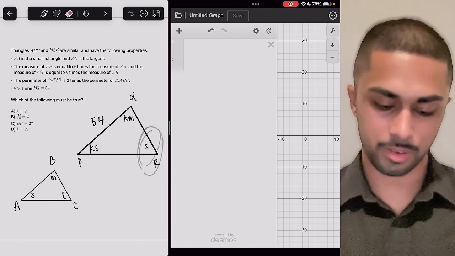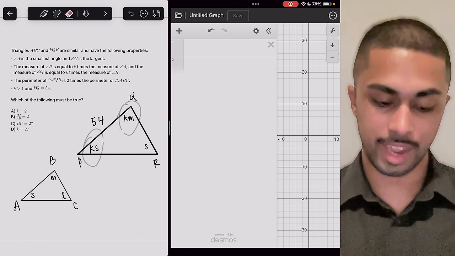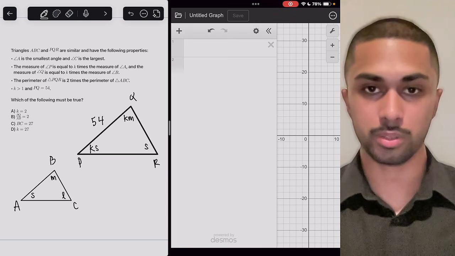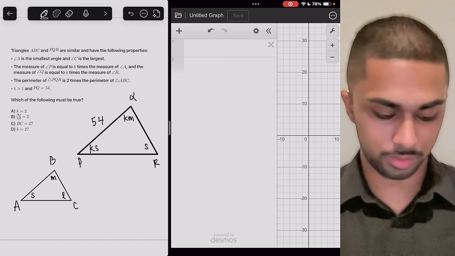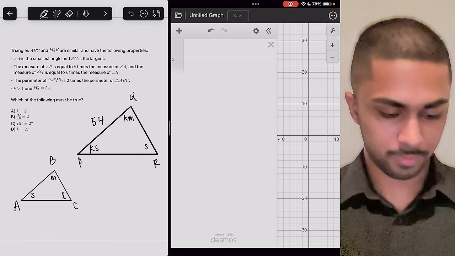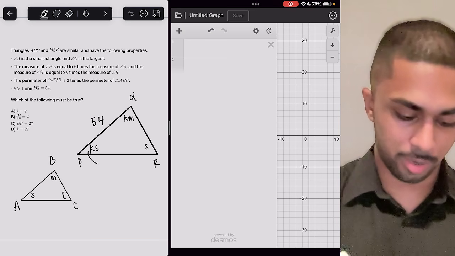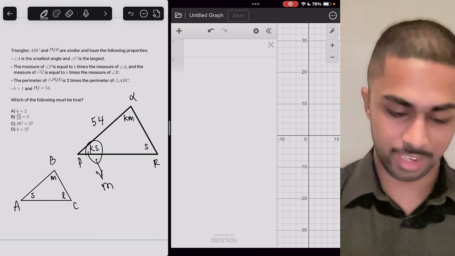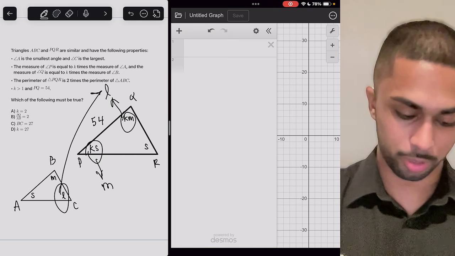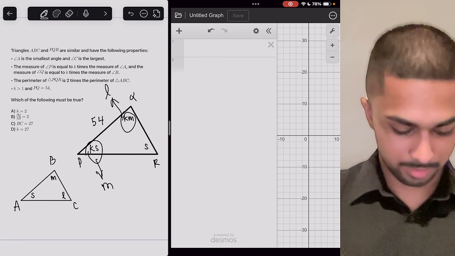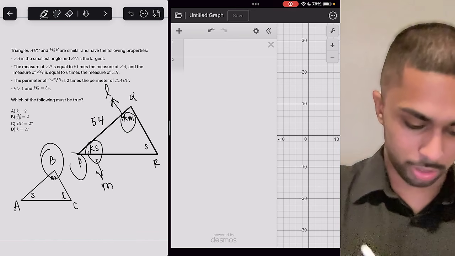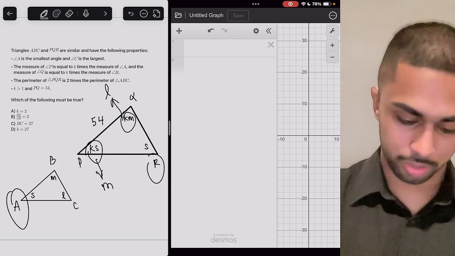S has to be right here because S cannot be this or this, and it has to be one of these three because these triangles are similar and similar triangles have congruent angles. So one of these angles has to be S. Now, if you're smart, you would have realized that this is angle M and then this is angle L. So that's why these are proportional. Basically, C is proportional to Q, B is proportional to P, and A is proportional to R.